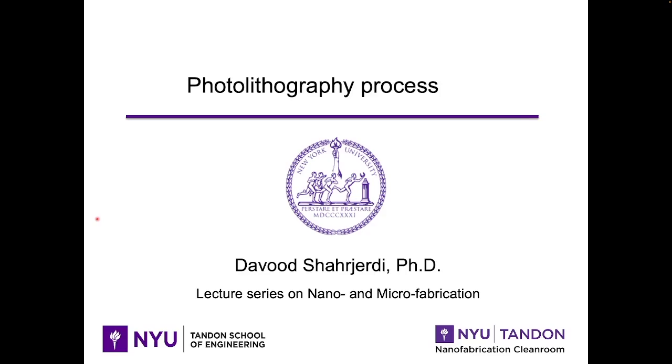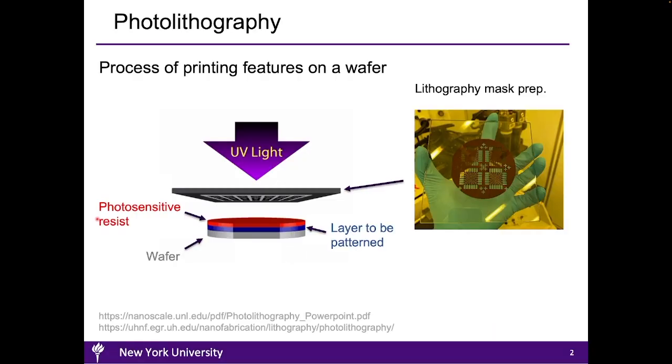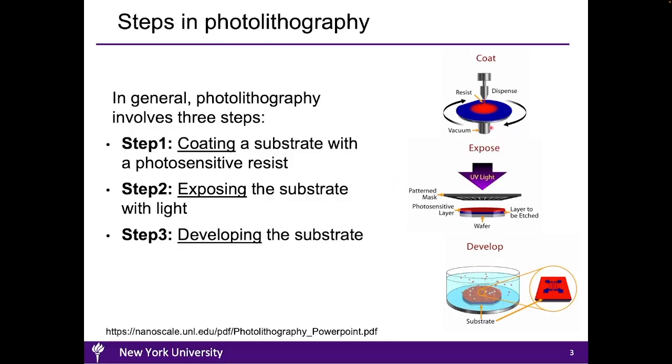In this video, we'll provide an overview of the photolithography process. In the previous video, we described the principles of photolithography. Photolithography, in essence, uses photons to transfer the patterns on a lithographic mask onto a photosensitive layer deposited onto a wafer. A photolithography process involves three main steps.